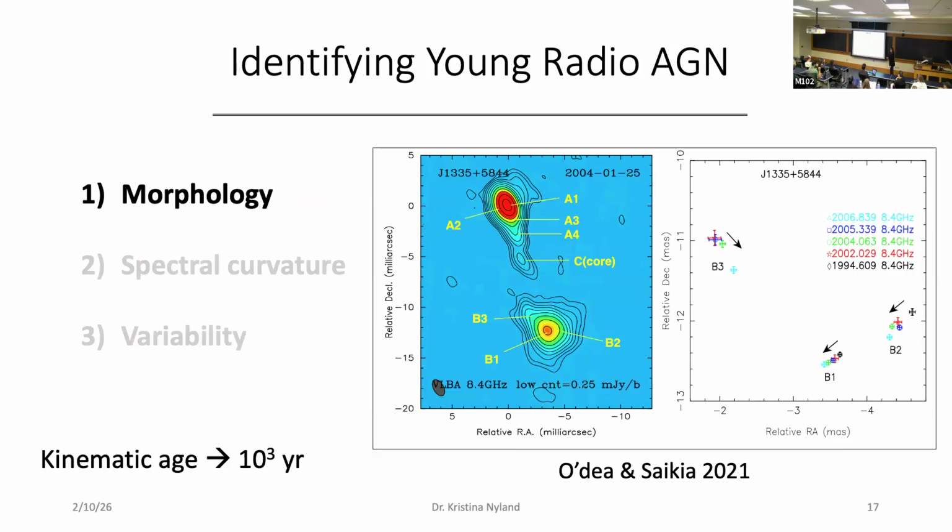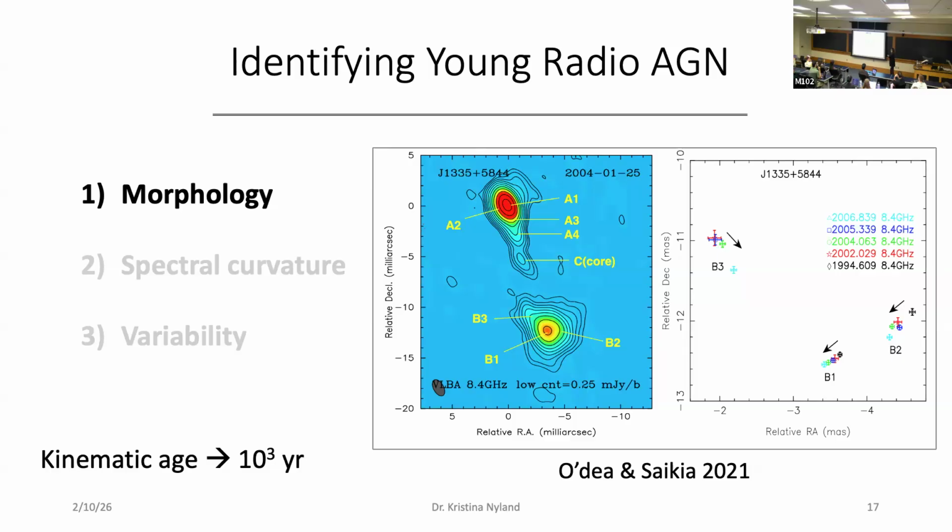We have such high resolution data. This is a pretty well-known source. It has a phone number type name. It's not particularly nearby. But when you look at it on milliarcsecond scales, you see it has a number of components labeled here in this 8.4 gigahertz map. So if you have a redshift, you can immediately get a size constraint, and that can be an initial clue that this source could potentially be young.